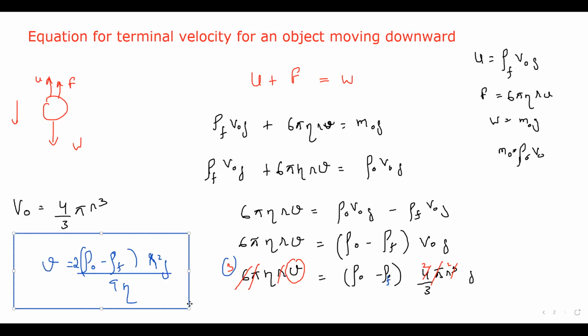Is this formula clear, how to calculate the terminal velocity? You will find in the exam that you have to derive a formula for the terminal velocity, so you have to practice this derivation. Any question or doubt related to this derivation?